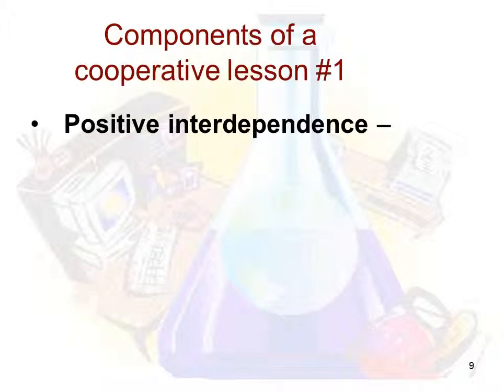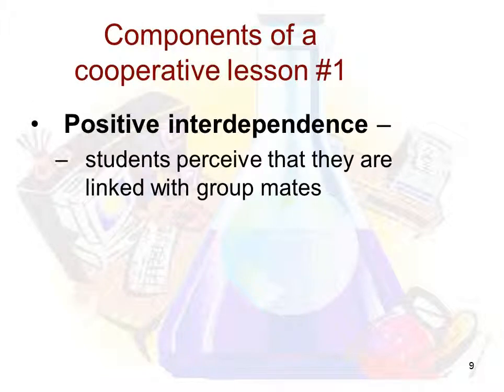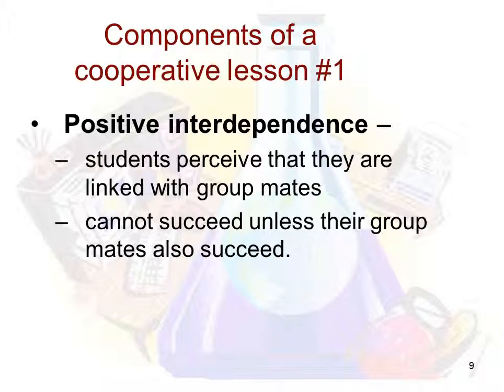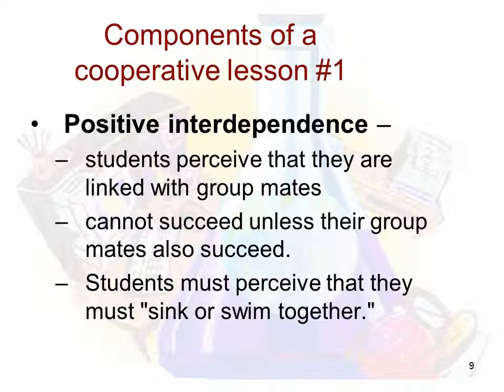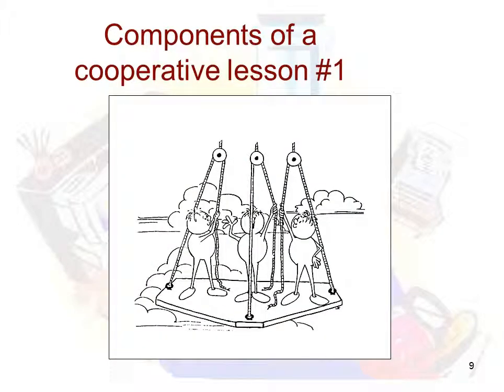The first one, positive interdependence. This is where you create a lesson where the students perceive that they are linked together with each other, and they cannot be successful unless they all work together as a group in order to succeed. Kind of like we all must either swim or sink together. And this little image sort of, to me, summarizes positive interdependence. You structure the lesson in such a way that they all have to pull the same way in order to succeed. If not, they'll fall overboard or whatever the case might be.